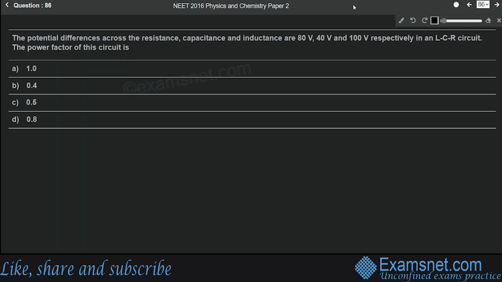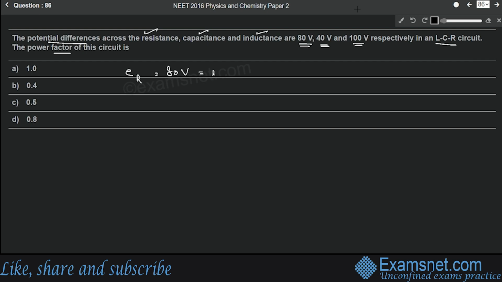Question number 86 is from the chapter Alternating Current, and the question is: the potential differences across the resistance, capacitance and inductance are 80 volt, 40 volt and 100 volt respectively in an LCR circuit. The power factor of this circuit is, okay, so we have the potential difference across the resistance 80 volt.